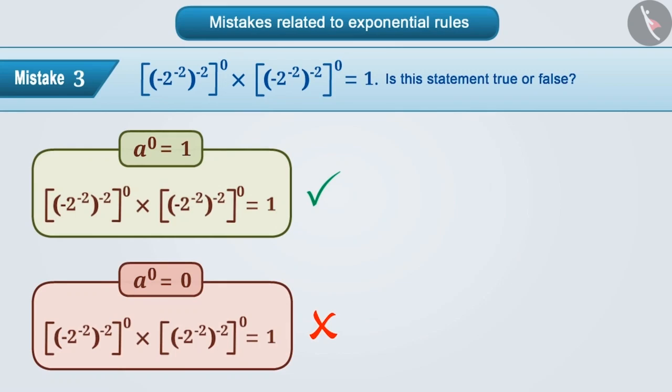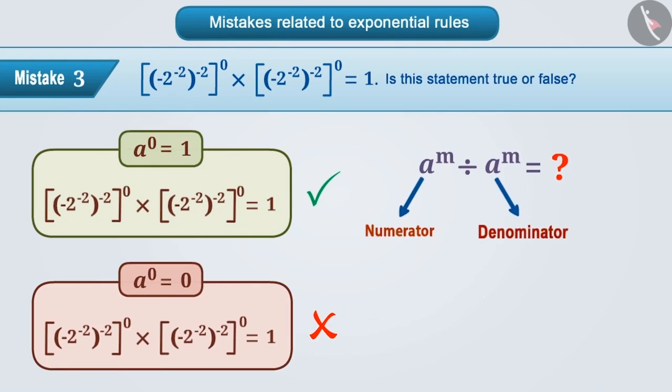Suppose we have to find the result of a^m divided by a^m. Can you tell what will be the result? Give it a thought. Absolutely right. Since the values of both the numerator and the denominator are equal, the result will be 1. That is, a^m divided by a^m is equal to 1.